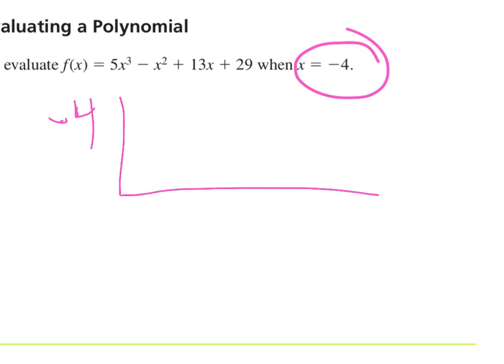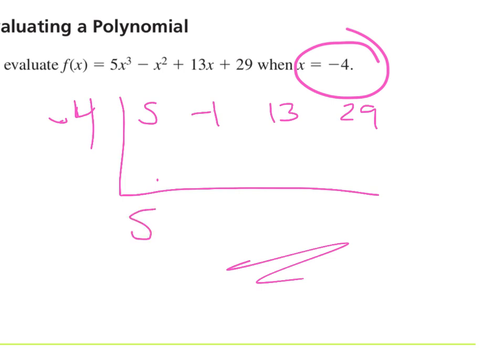What goes inside of our box? 5, -1, 13, and 29. We drop the 5, so we have a -4 outside. So 5 times -4 is -20. -20 minus 1 is -21. -21 times -4.